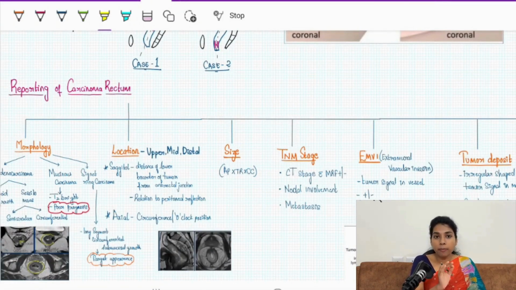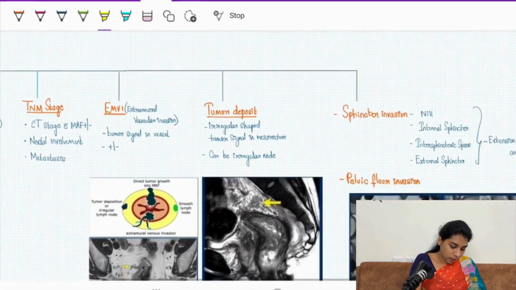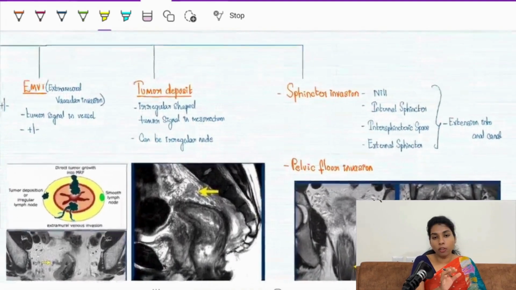There are 7 main headings which you guys need to remember under carcinoma rectum. Starting with the morphology, you need to look at the location, you need to give the size, you need to give the TNM stagings. Till here, we have already discussed to some extent. So, there are few extra things which you need to specify in your report of a carcinoma rectum.